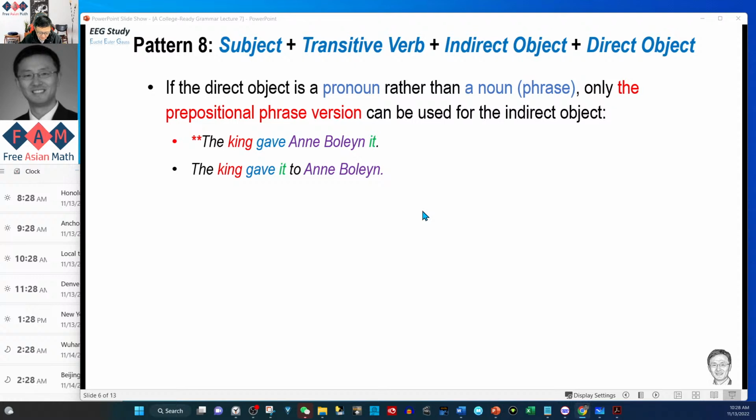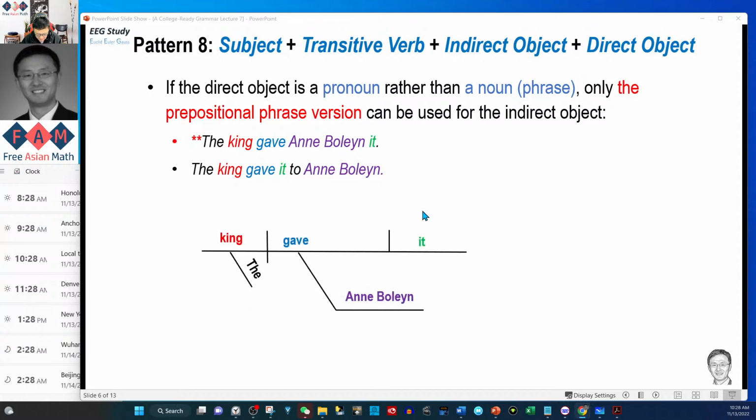Okay? And of course, the diagram will just be that. Oops, there's a two missing. Sorry, there should be two here. I need to fix this diagram. Just make it clear there is a two here. Okay? The king gave it to Anne Boleyn.